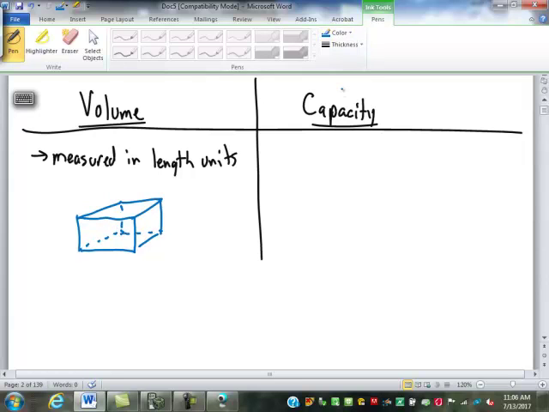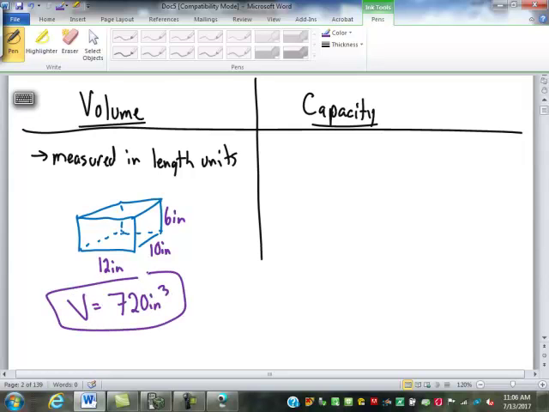If I wanted to find the volume of a box, this might be 12 inches by 10 inches by 6 inches. I would have to use those lengths and calculate the volume. This would actually be 720 cubic inches in volume. So volume is calculated from length measurements. Capacity involves standard size containers.